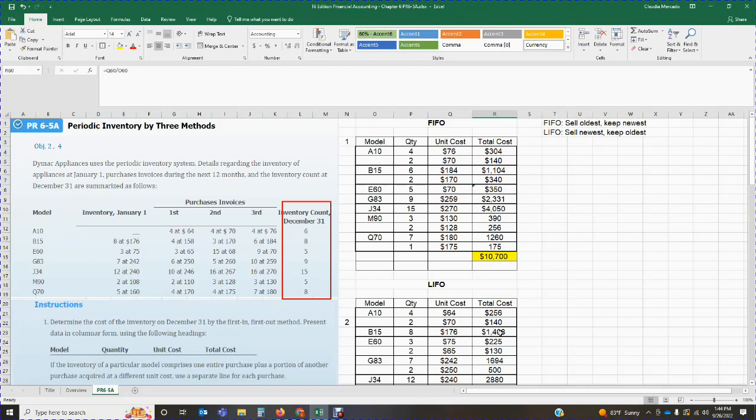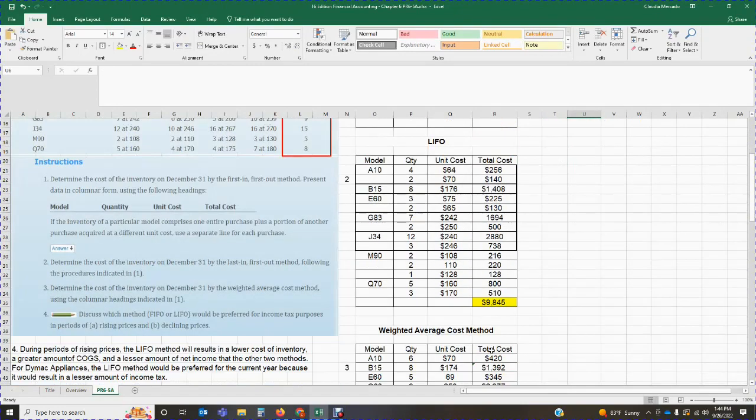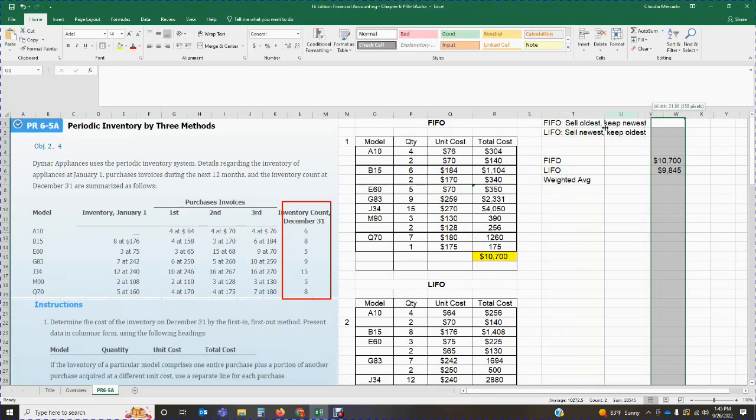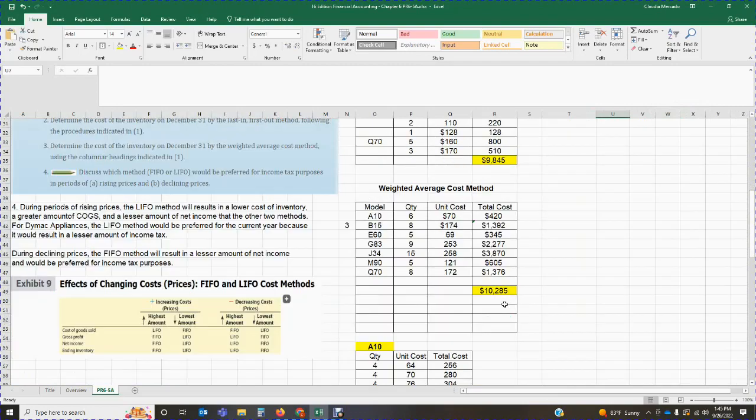So, let's do a little comparison here. With the FIFO method, your inventory will be valued at 10,700. LIFO, your inventory will be valued at 9,845. And then for the weighted average, we have 10,285.